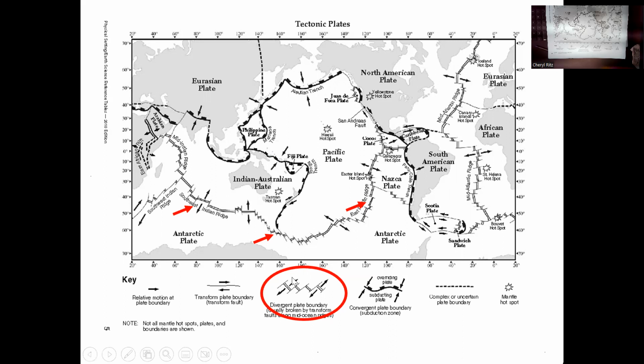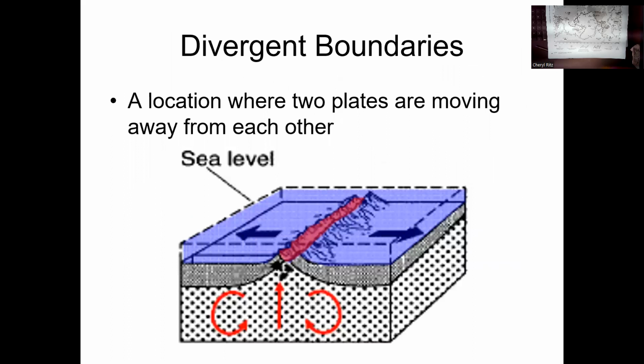Then yesterday we started with divergent plate boundaries, which you can tell from the key. What are the arrows doing? They're going in opposite directions. So this is when the plates are pulling apart from each other. We started these notes on the top of page 11, if you don't already have them. On the top of page 11, we just wrote the official definition of a divergent plate boundary. All a divergent plate boundary is, is where two plates are moving away from each other.